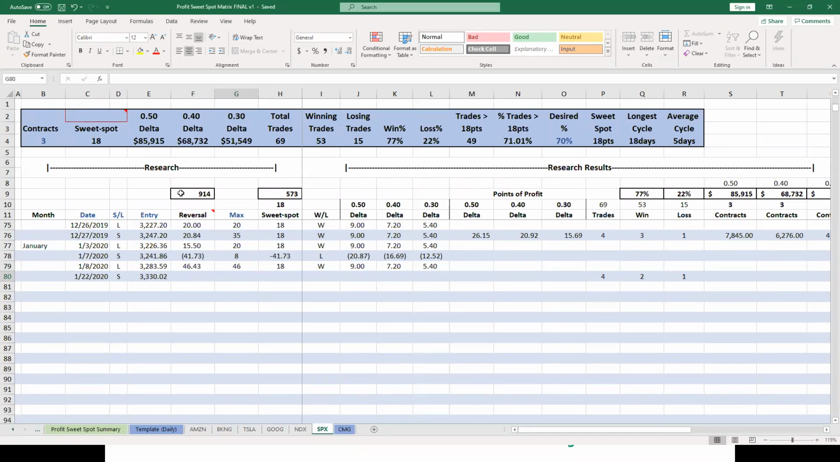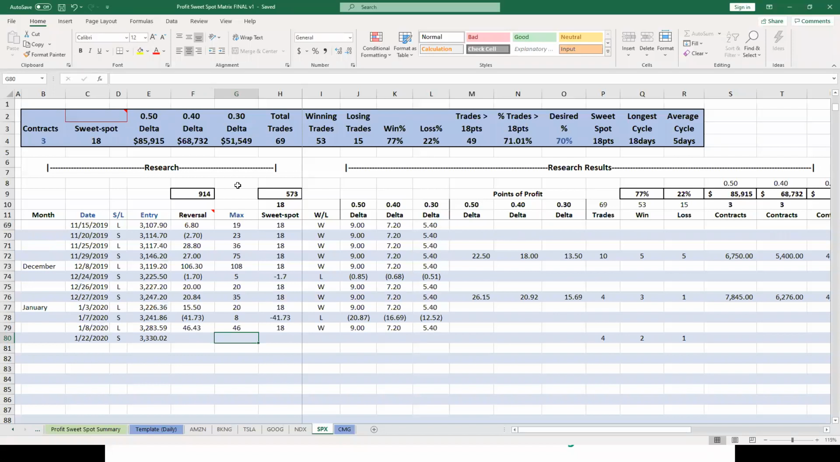The profit sweet spot matrix allows you to start with some preloaded historical trade information on 4 stocks and 2 indexes. So we have coded in there historical trade information on Amazon, Booking, that's the old Priceline.com, Tesla, Google, and then 2 indexes, NDX and SPX.